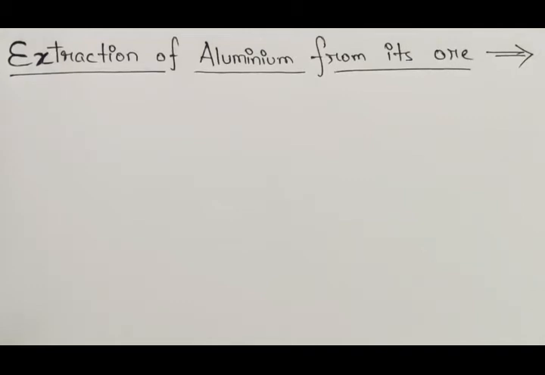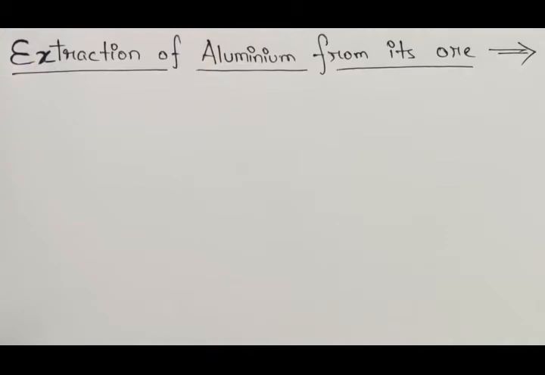Hello students, in the previous class we have learnt about the various steps involved in the extraction of metals, and using that concept only, today we will learn how the extraction of aluminium is done from its ore using those simple techniques. Clear? So let's start with the extraction of aluminium from its ore. The processes involved in this extraction will be discussed today.